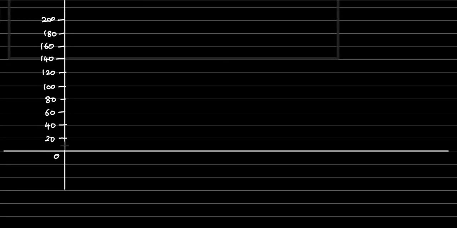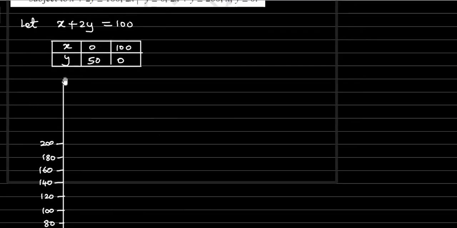Okay, now it's the same distance here also. Each unit is 20: 20, 40, 60, 80, 100, 120, 140, 160, 180, 200. Okay, now what is the first point that we got?